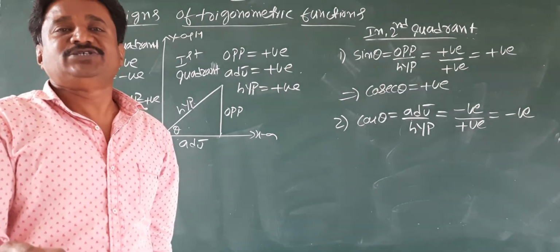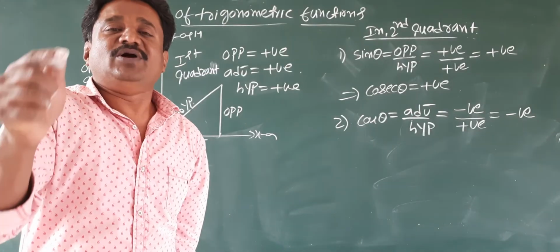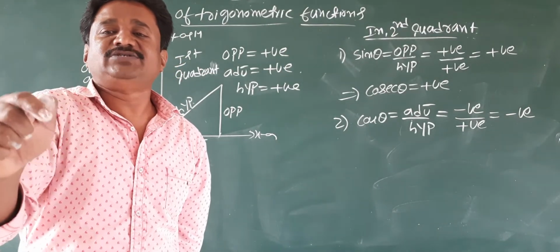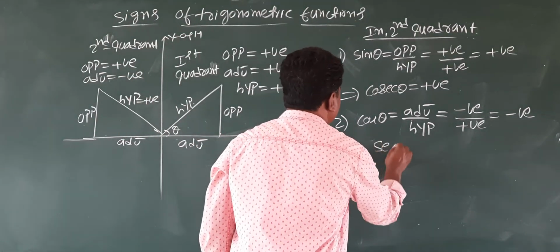Reciprocal of negative must be negative only. What is the reciprocal of -1? 1 by -1 is nothing but -1. Negative. Secant theta is also negative.